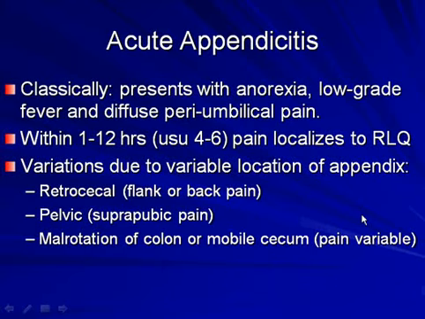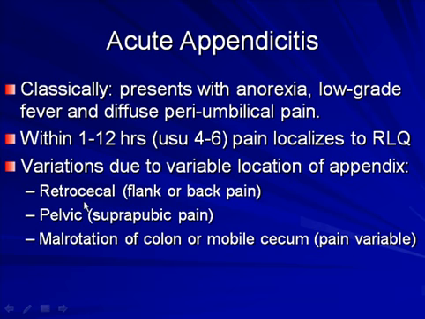Let's move on to the gastrointestinal causes of acute pelvic pain. One of the most common is acute appendicitis, which classically presents with anorexia, low-grade fever, and diffuse periumbilical pain. Now, within 1 to 12 hours, usually around 4 to 6 hours, the pain becomes localized to the right lower quadrant. However, the pain can be variable in location, and this depends on the location of the appendix.